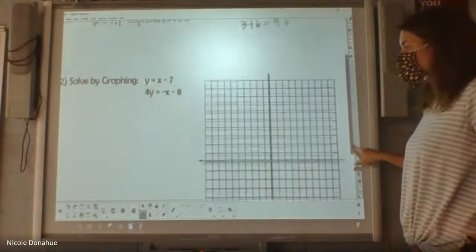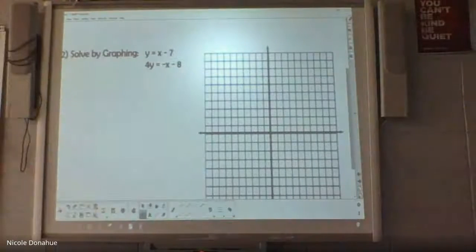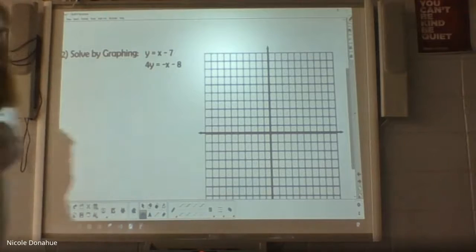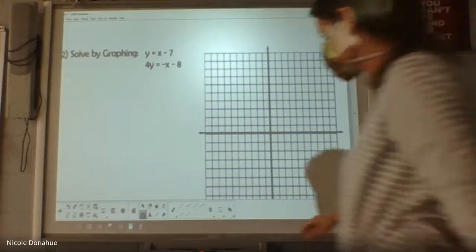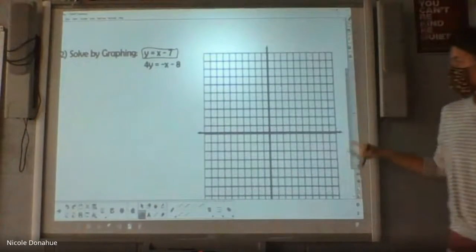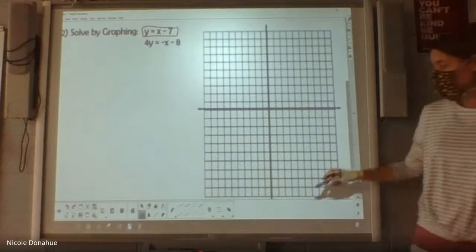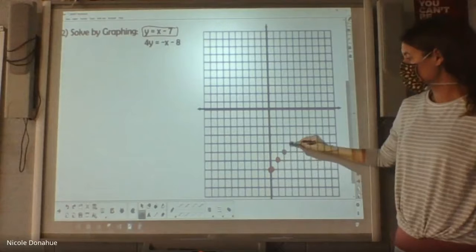All right, so we're gonna solve this by graphing. Now, to solve by graphing, we're gonna hope that the intersection's a really nice point and an easy one to work with. We're gonna do more examples of these in a second with a worksheet or activity I have for you guys. So the first one's already in slope intercept form, so I don't have to get that one in that form. So I'm going to begin that one at -7, and then I'm going to go up 1 over 1.